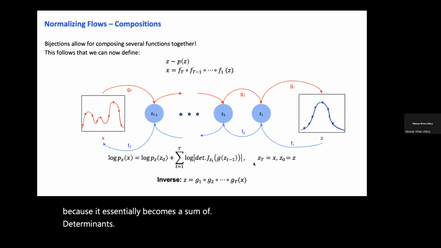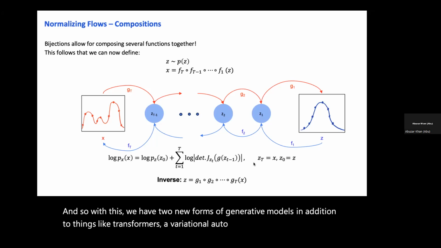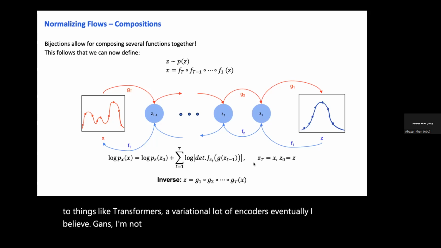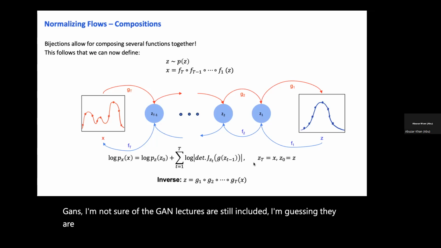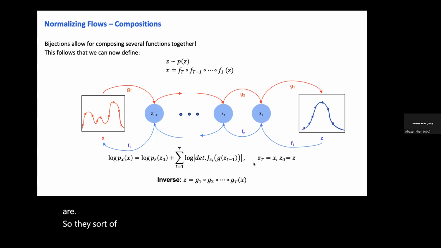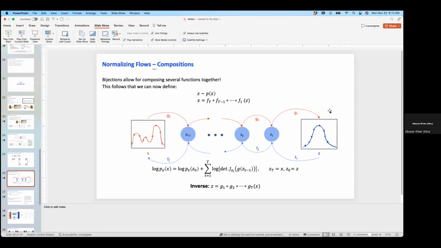And with this, we have two new forms of generative models in addition to things like transformers, variational autoencoders, and eventually, I believe, GANs. I'm not sure if the GAN lectures are still included. I'm guessing they are. So they form this landscape of generative models. I believe we are early today. Oh, actually, we're only early by 7 minutes, so not sure on that.